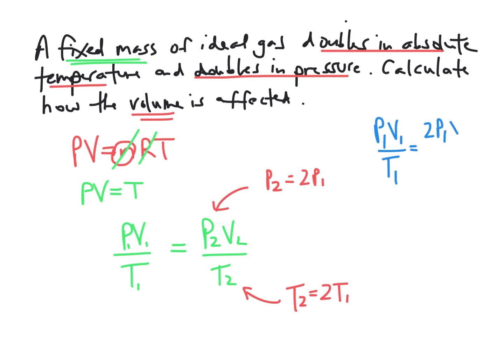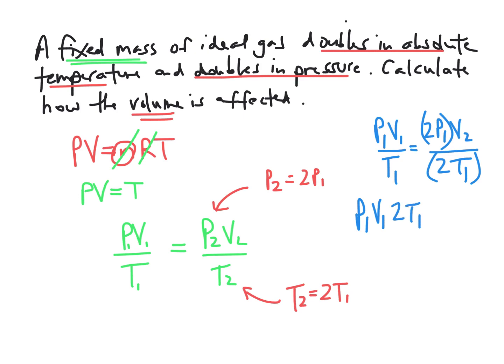2P1 times V2 over 2T1. Okay, so I subbed in those two terms. Now we can isolate the final volume V2, rearrange the equation to do that, and then see what happens. All right, so let's isolate V2. So we're going to have to multiply both sides by 2T1. So P1 V1 2T1 on that side.